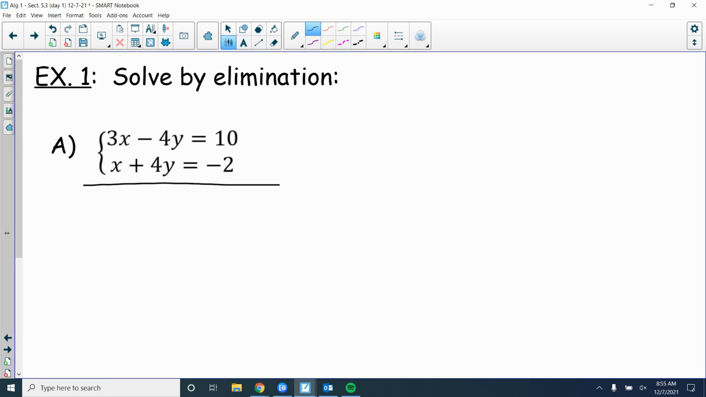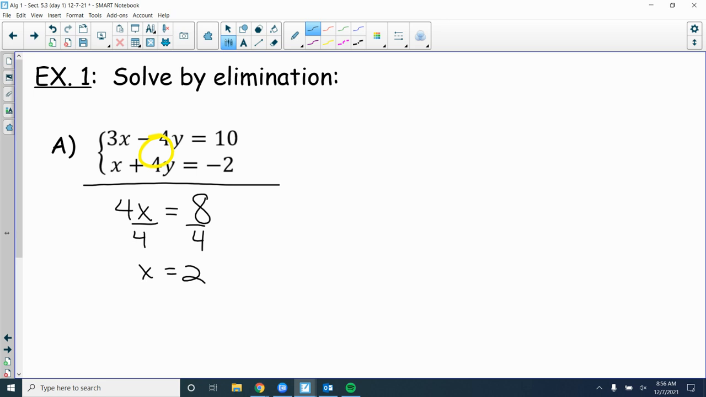All right, add vertically. What's 3x plus x? 3x plus x is 4x. So I got 4x. Negative 4y plus 4y adds up to 0. I don't even need to put 0y. It's gone. Equals, what's 10 plus negative 2? 8. Hey, I can solve that. 4x equals 8. Divide by 4. Now, x equals 2.